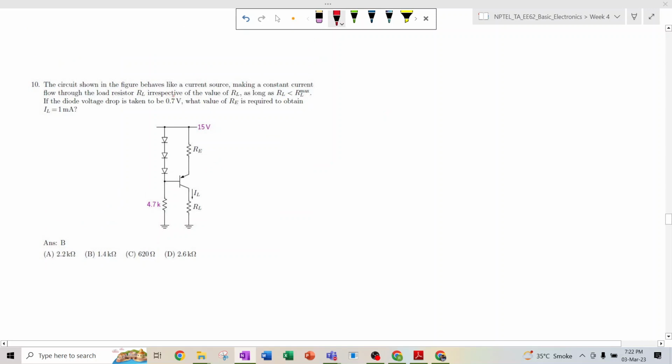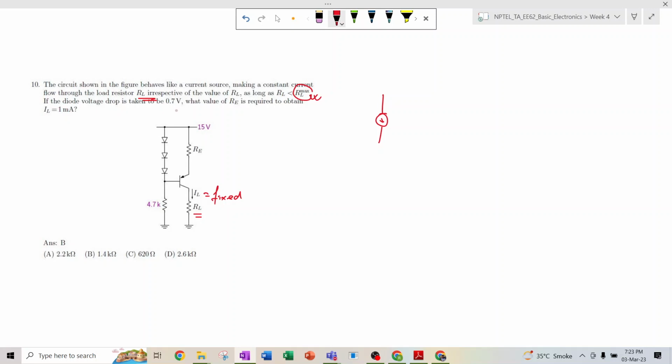The circuit shown in the figure behaves like a current source. Current source means there should be some constant current through the load resistor RL. So IL is something fixed irrespective of the RL value. Irrespective of that, IL should have some fixed value, as long as RL is less than RL max. That means if it exceeds the maximum value, then it cannot act as a current source.